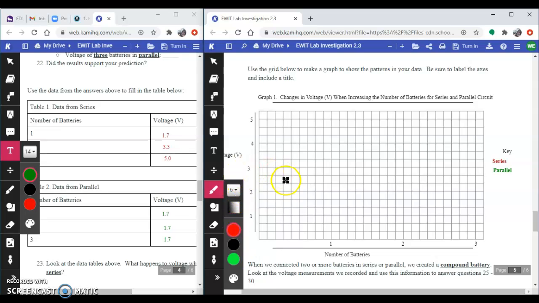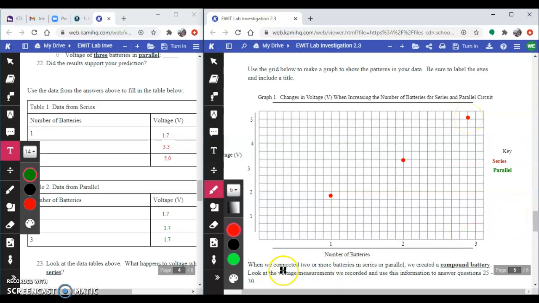Okay, so for a series, for 1 battery, I was at 1.7. So if this is 1, this is 1.3, this is 1.6, so this will be 1.7. For 2 batteries, it was 3.3. So this is 3, so this is about 3.3. And at 3 batteries, we said it was over 5. So we're just going to plot right here.